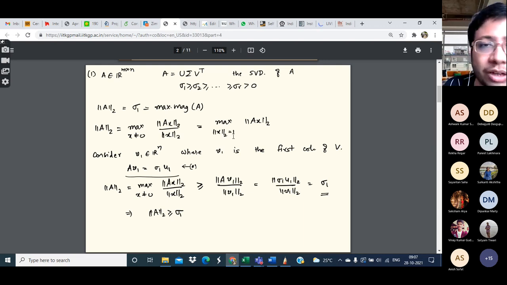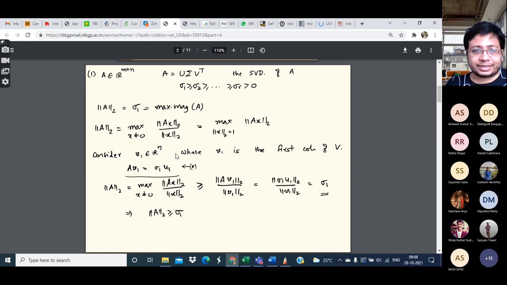That is, among all the n-dimensional vectors x whose L2 norm is 1, I mean the unit vectors, the maximum possible value of the L2 norm of Ax. So this is the definition of the operator norm, or the 2 norm, of the matrix. Now we are going to see how to compute the operator norm of the matrix using the concept of SVD.